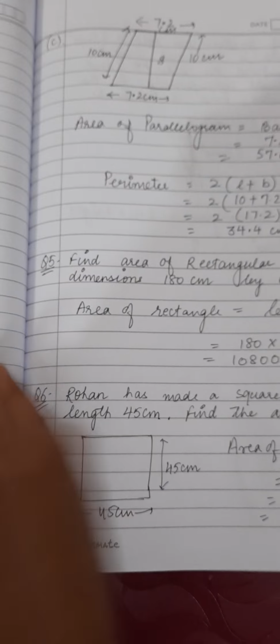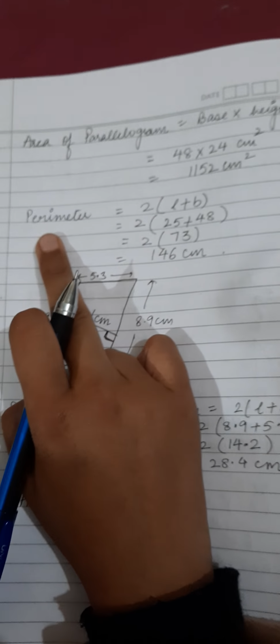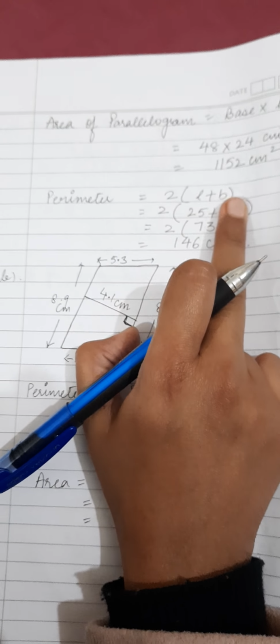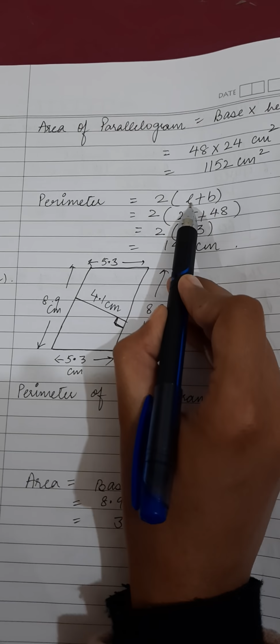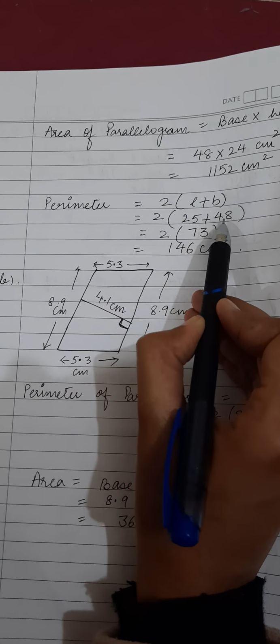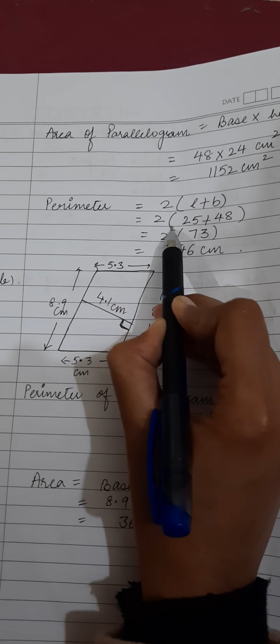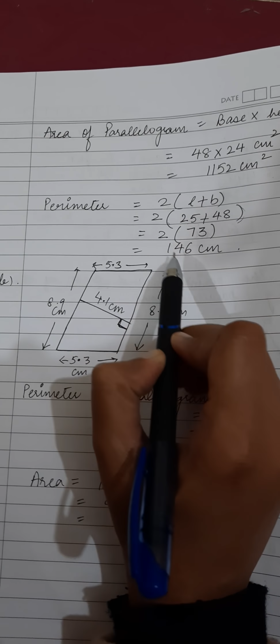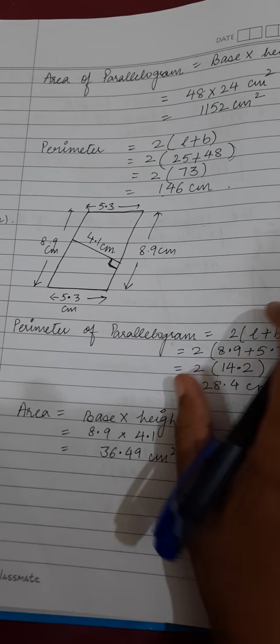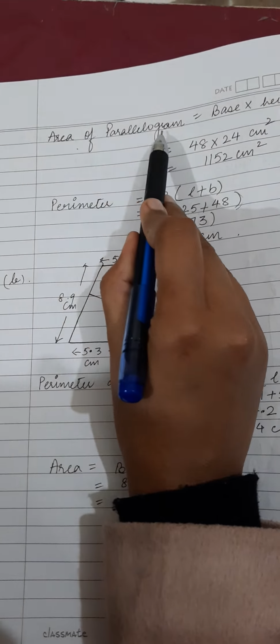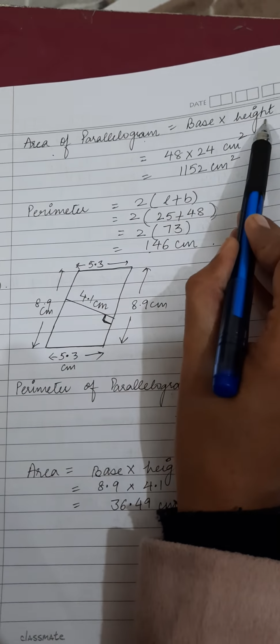Just look here, I have done it here. What is the perimeter of the parallelogram? Twice of length plus breadth. What is the length? 25. What is the breadth? 48. Whatever is inside the bracket, solve it first and then the answer will come. Okay. Now to find the area of a parallelogram, what is the formula? Base into height.